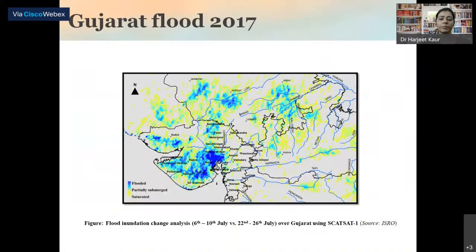Now moving ahead. Yesterday, Mr. Shyam Dev from UNICEF discussed the vulnerability of Gujarat state. Here I am showing an image of the flood inundation area of Gujarat for 2017. Here you can see this blue color in the index indicates the flooded area in Gujarat state.